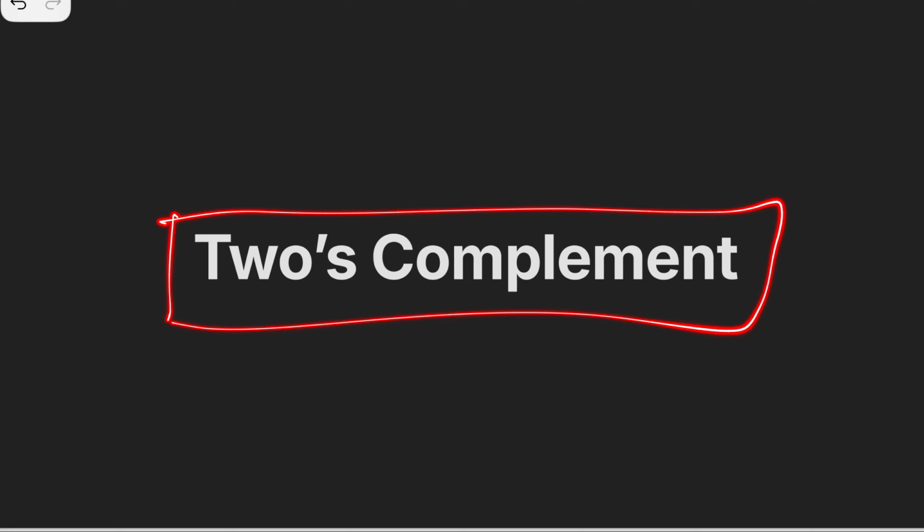Then we look at the possible combinations and we realize that we have two different values for 0, a positive 0 and a negative 0. And that creates a huge problem in arithmetic and is very difficult to handle as well. That's why they came up with something called 2's complement to store negative numbers.